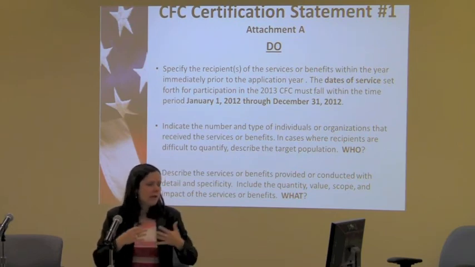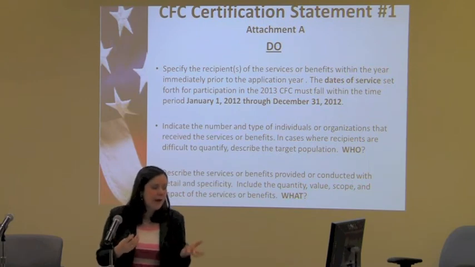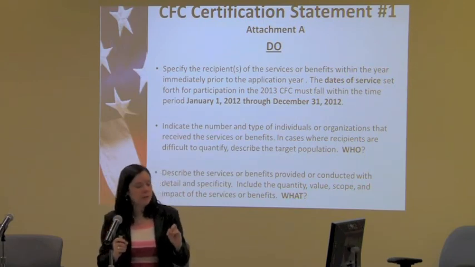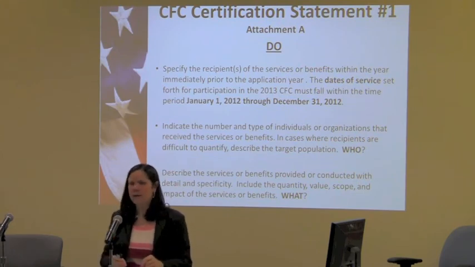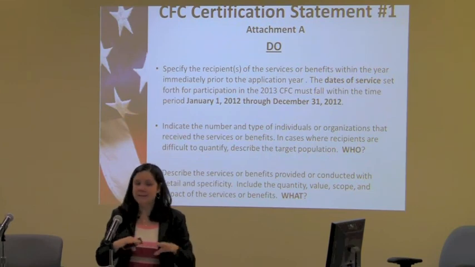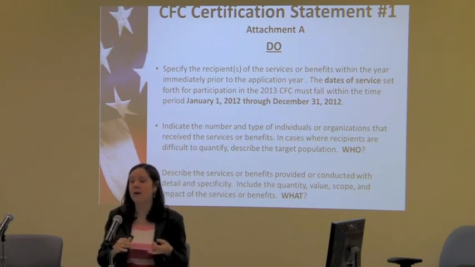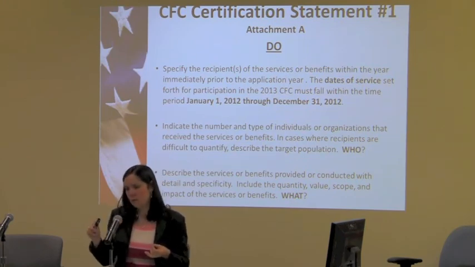What did you do? Include quantity, value, scope, and impact of the service or benefits. Now the difference between what I'm asking here and what you'll see in one of the don'ts is that what we don't want is for you to explain at length what the problem is that you're addressing. We don't need to know how many homeless people there are in New York City. We don't need to know how many kids there are in New York City schools. None of that matters. How many did you serve? That's the only number that matters.